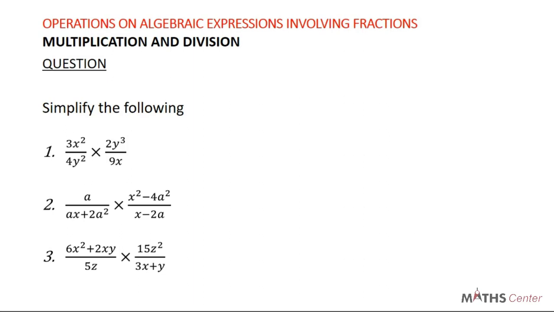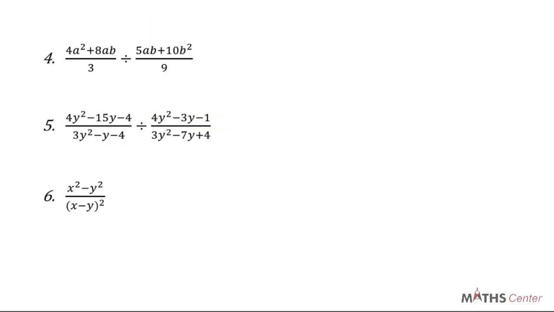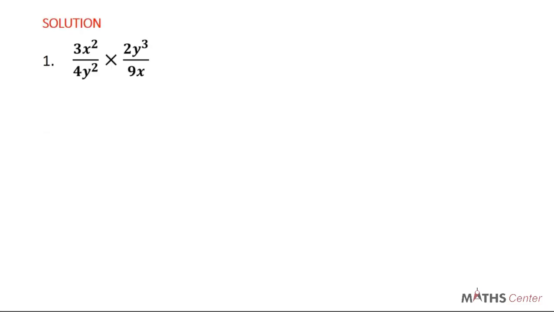We are being told to simplify the following, and we have been given from question 1 up to question 6. So we take them one after the other and learn how to multiply and divide algebraic expressions involving fractions. So let's begin with the first one. We have 3x squared over 4y squared times 2y raised to the power 3 over 9x.